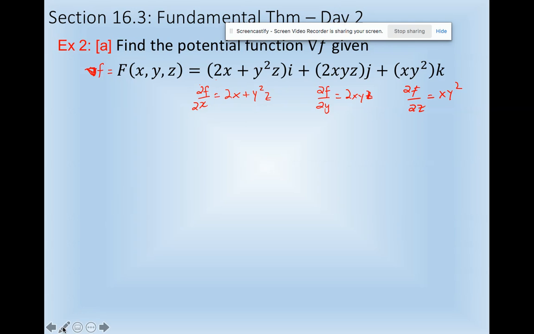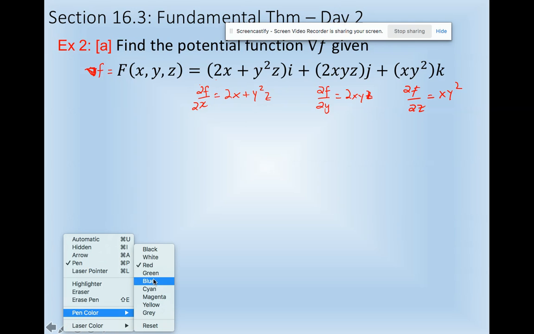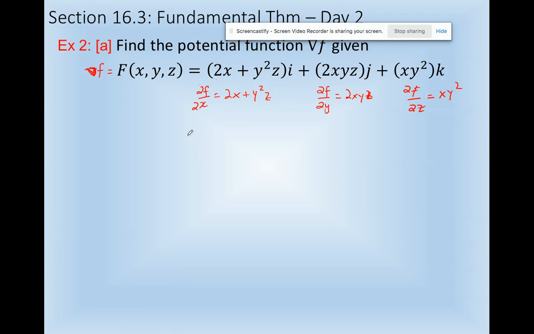So start here. And let's anti-differentiate with respect to x. When you anti-differentiate with respect to x, you're going to get x squared plus what? X to the first over 1, plus your constant. What's your constant look like in terms of the other 2?